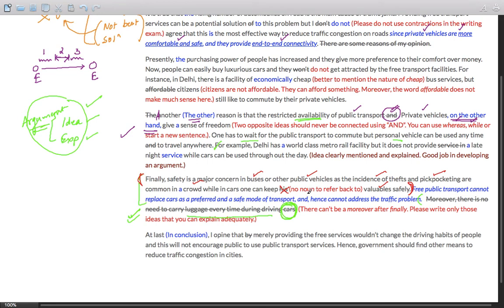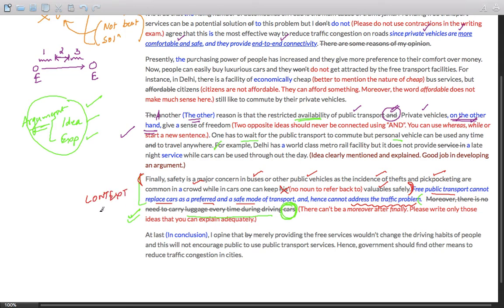So, okay, private vehicles do not suffer from these problems. However, how does it address, or how do free public transport vehicles fail in preventing any traffic congestion? So there's a need to enter a sentence. Free public transport cannot replace cars as a preferred and safer mode of transport, and hence cannot address the traffic problem. You just have to add this one simple line to maintain a proper context.